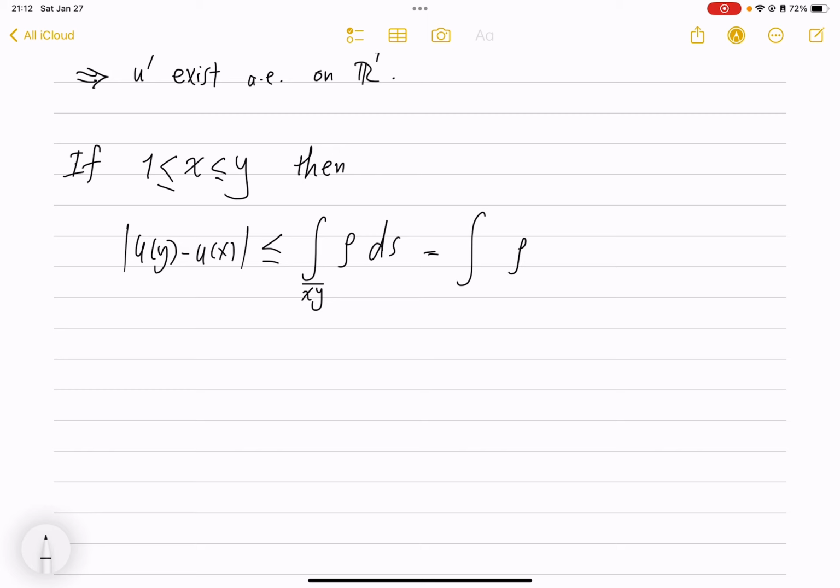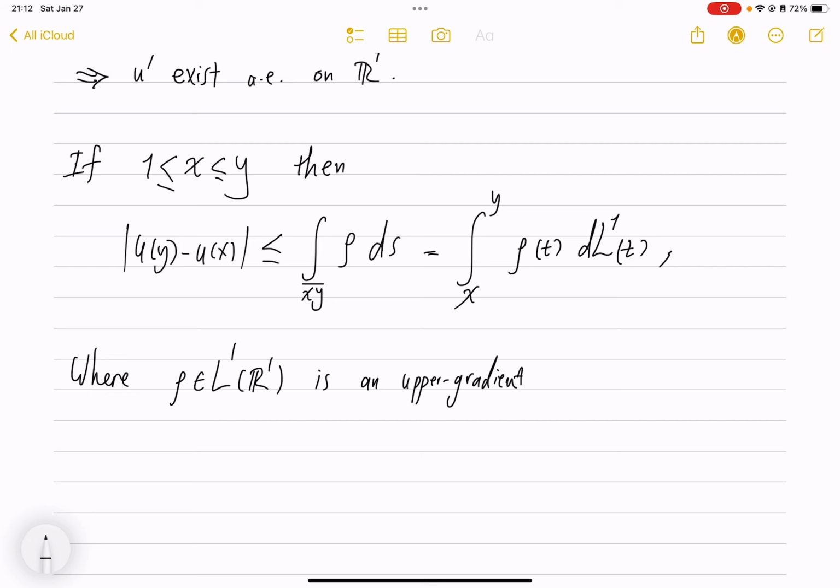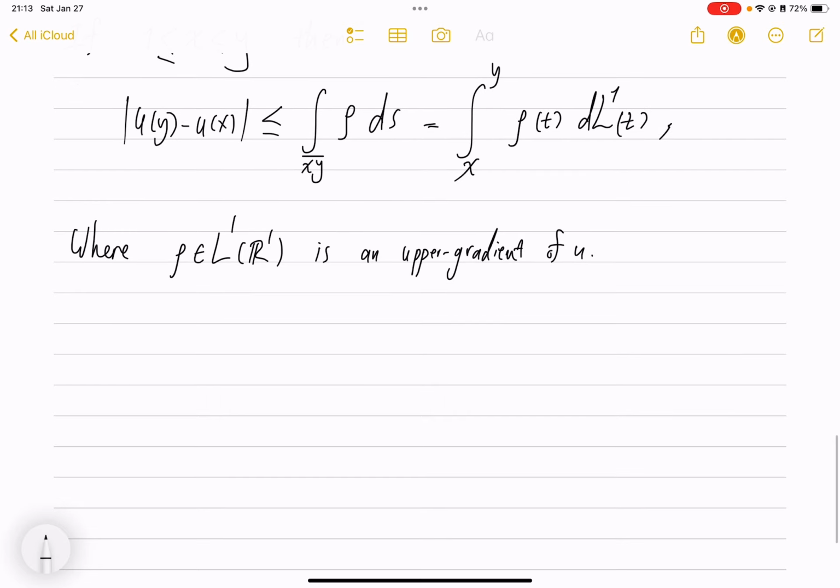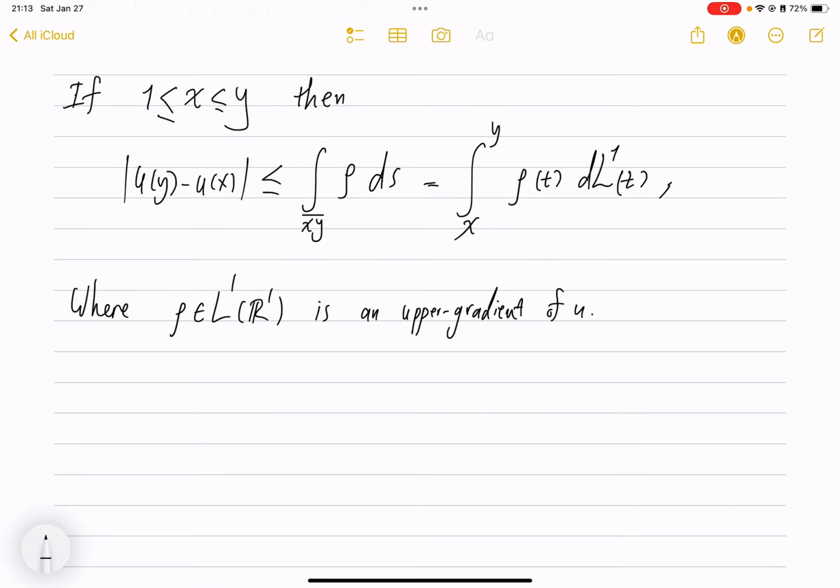Which is just integrating this function against the Lebesgue measure from x to y, where rho is in L1 of all of R1 and is an upper gradient of u. Now if you have an L1 function on all of R1, and you take x really large and y even larger, this integral actually has to go to 0. The integral cannot accumulate at the tail. So here is the claim.